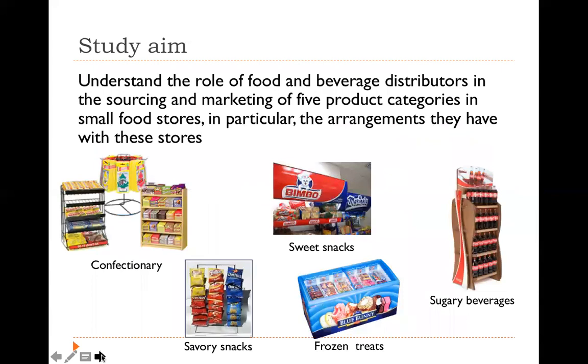And so to address the gap in knowledge that we have about the types of agreements that small food stores have with food and beverage companies, our study investigated the role of food and beverage distributors in the sourcing and marketing of 5 different product categories in small food stores. So we looked at confectionery or candy, sweet snacks, savory snacks, frozen treats or ice cream, and sugary beverages. Next slide.